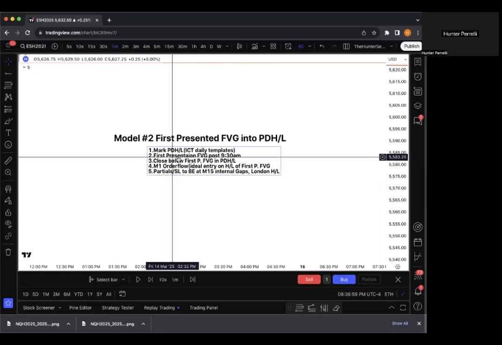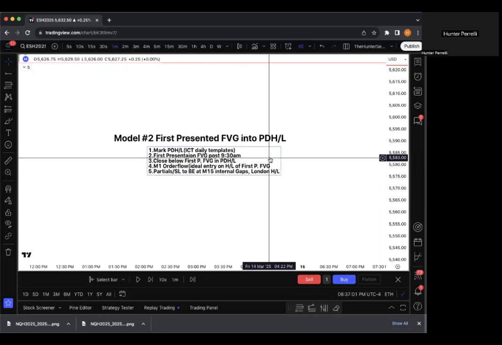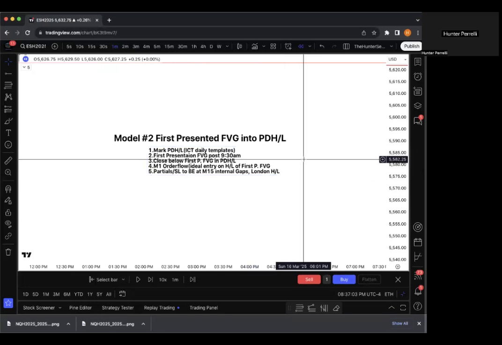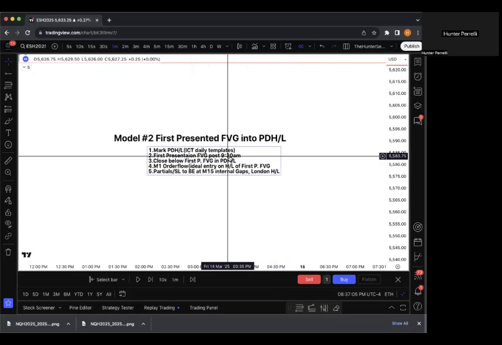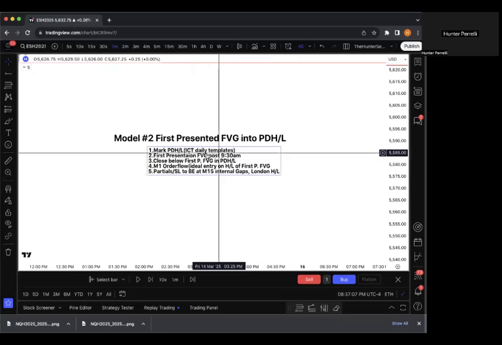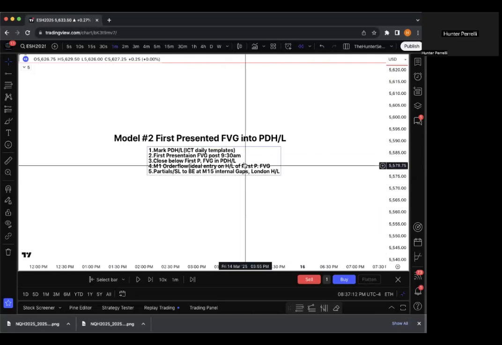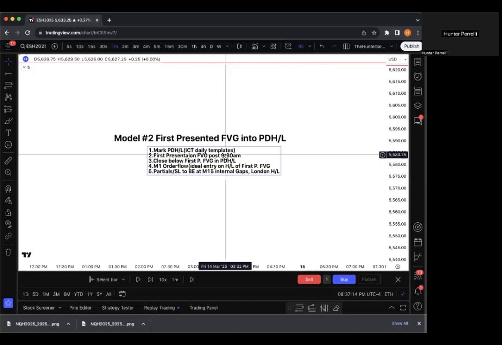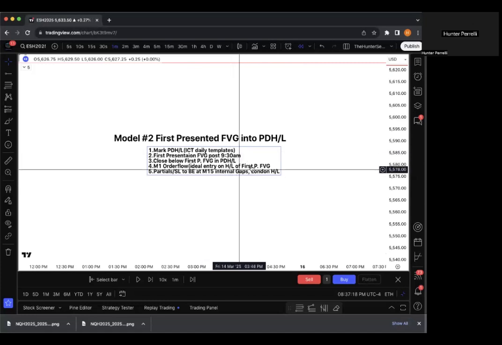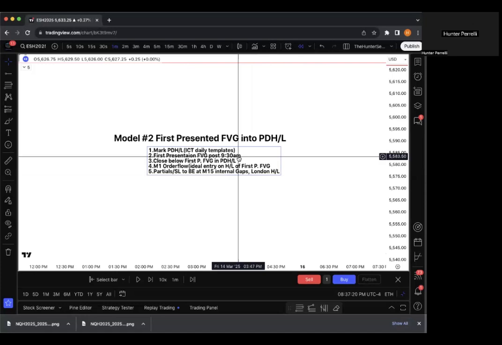So I'm not here teaching first presentation. I'm teaching how I'm using it and how it's actually working out very well for me. So first presentation, fair value gap post 9:30. It cannot be 9:30's candle because 9:29 quote unquote doesn't exist if you look on the regular trading hours. So the earliest it could be is 9:31 using 9:30's opening price and candle.